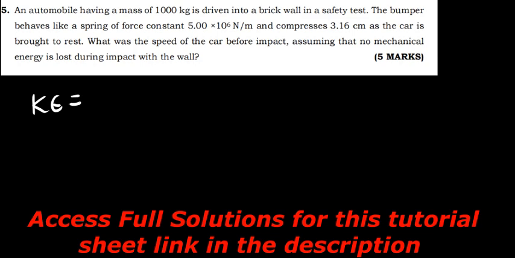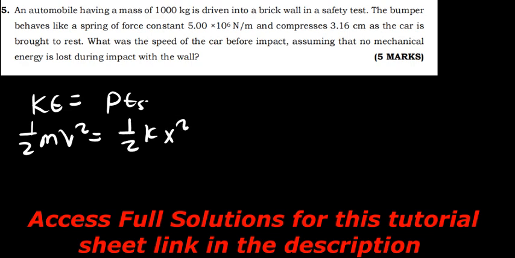The time it was brought to rest, at that point it had the elastic potential energy. Kinetic energy is given by half mv squared. Elastic potential energy is given by half kx squared. Now, I want you to understand one thing again here. So I can cancel half and I will end up having mv squared is equal to kx squared. The question is, what was the speed of the car before impact? The way it was moving, what was the speed of the car before it was brought to rest? Now I have all the information.